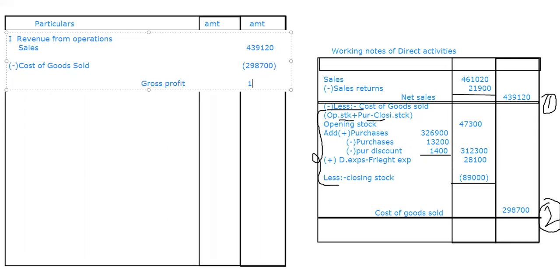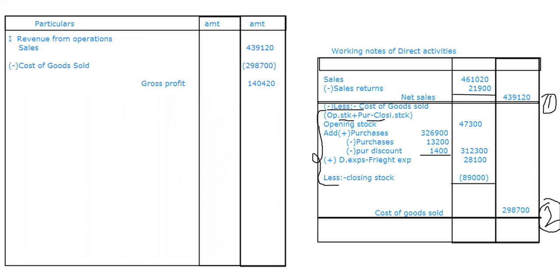One lakh 40,420. Right. So this is the gross profit. We have got it. Now this is not necessary for us anymore. From this profit only, the rest of the expenditures I'm going to minus. So what is the next one?